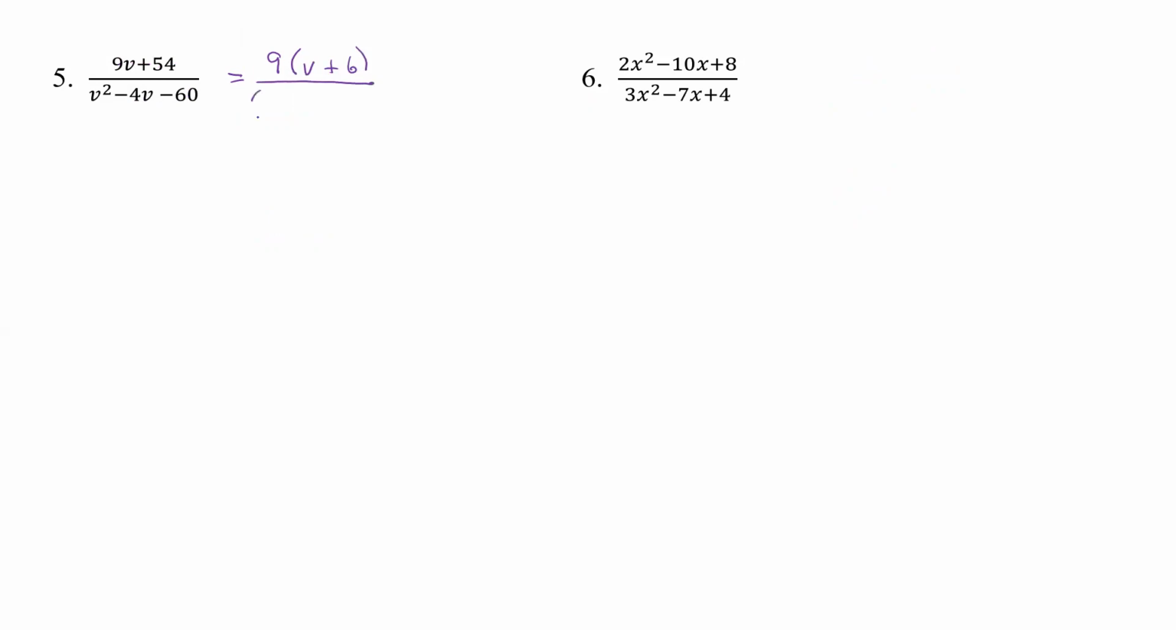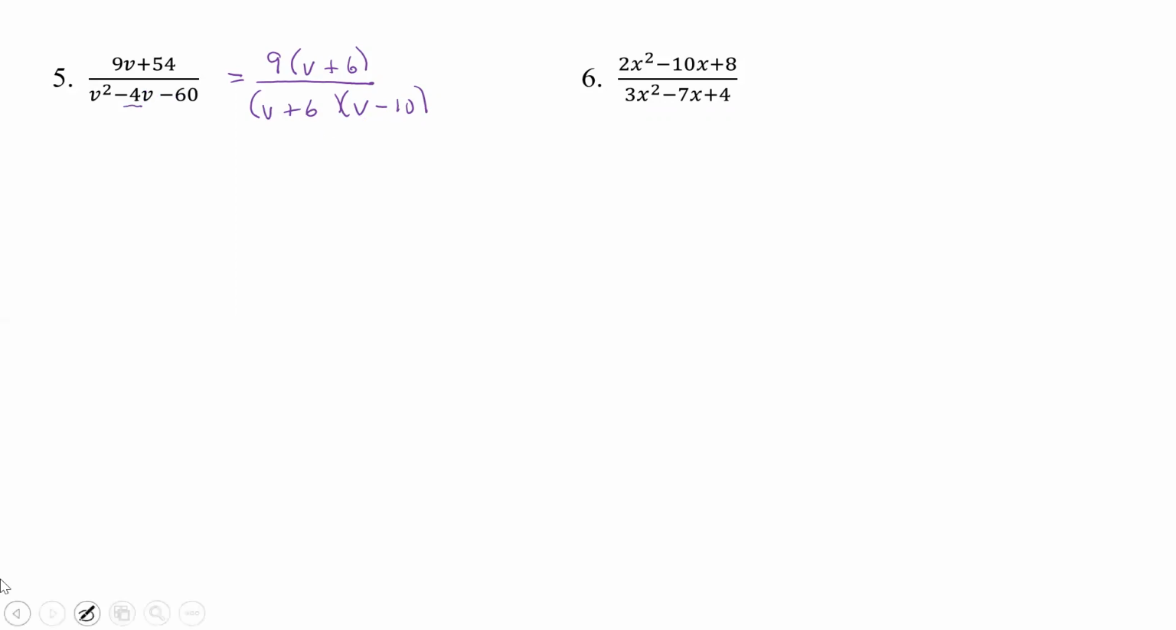Okay, so what I'm going to do is say, well, let's try v plus 6 as one of our terms. Another one's going to be v. And now to get to minus 60, I'm going to have minus 10. Now if I multiply that back out, that's going to give me v squared minus 10v plus 6v, so that's going to be minus 4v, ta-da, and then minus 60.